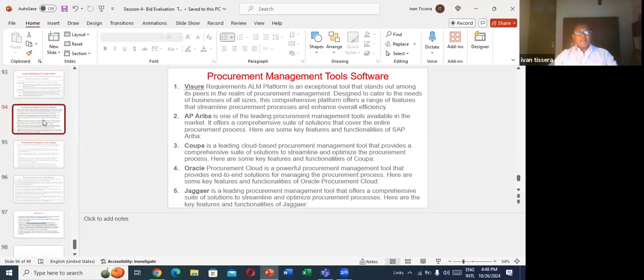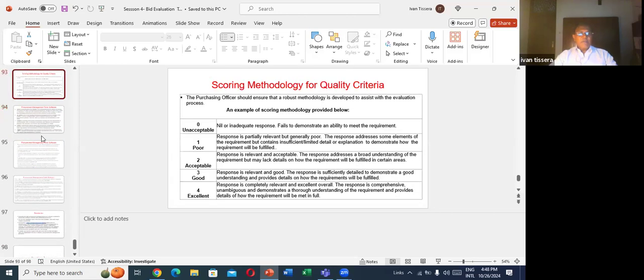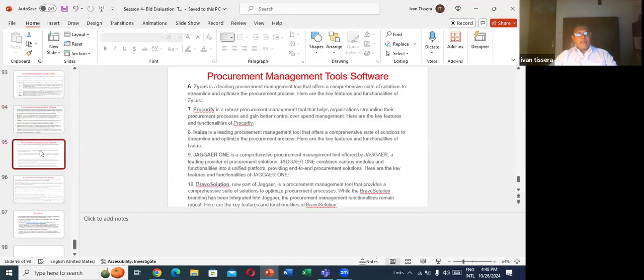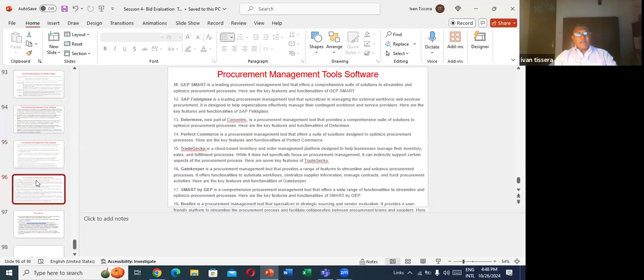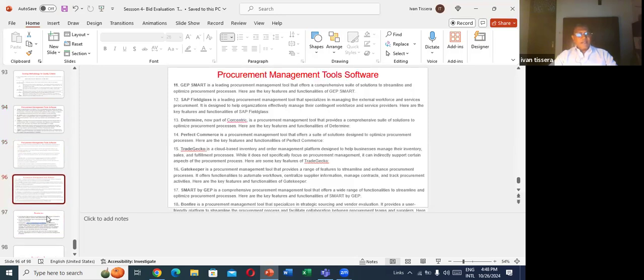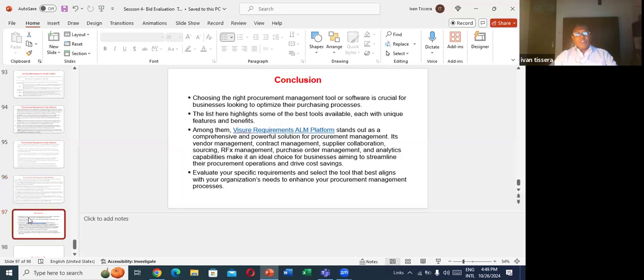Okay, this one. This is also available. I mean, there are different software available for this: procurement management tool software. Various names I got from the internet. Virtual, AP, Arabia, whatever, I don't know, you just read. There are a large number of software, right? So choosing the right procurement management tool or software.